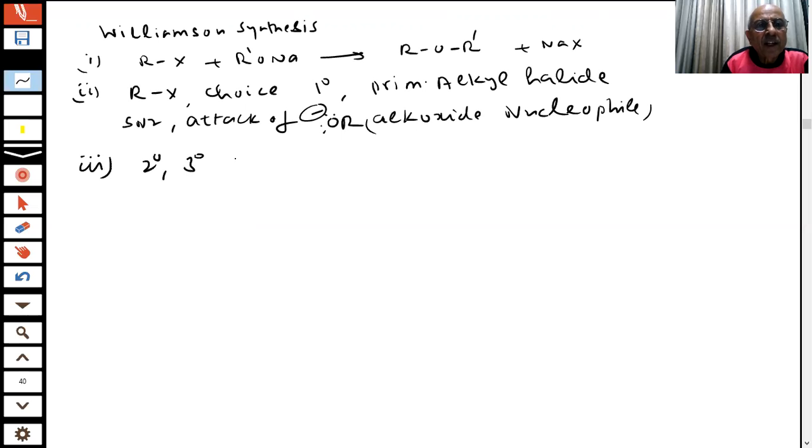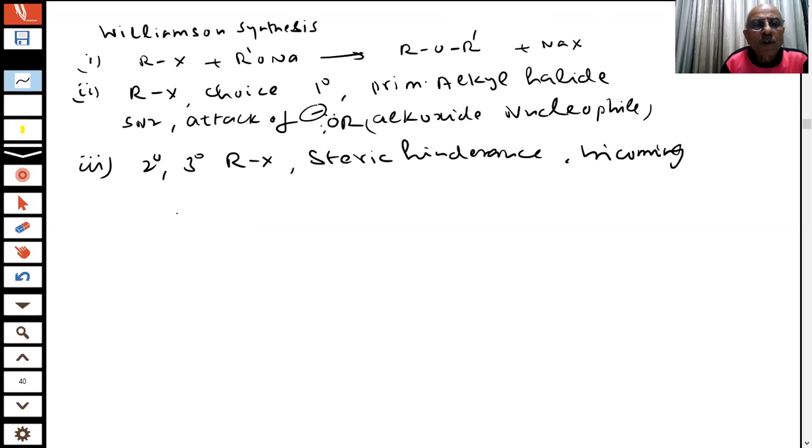2° and 3° RX, there will be large steric hindrance for the incoming nucleophile.